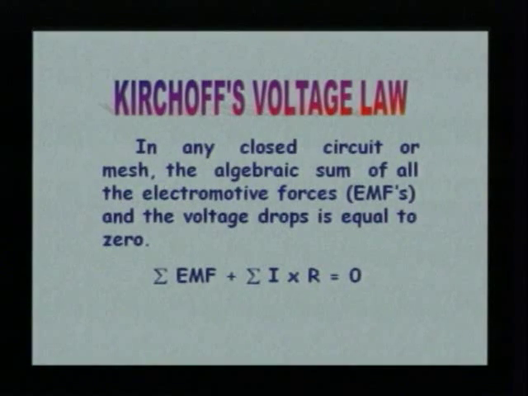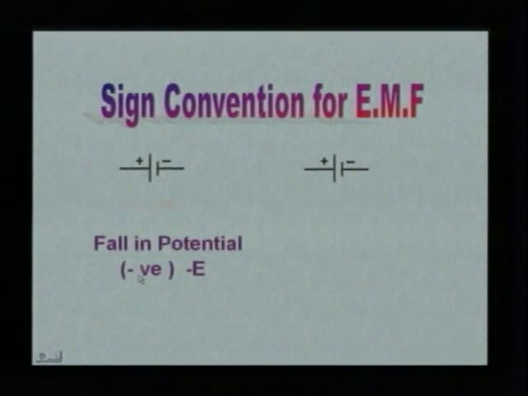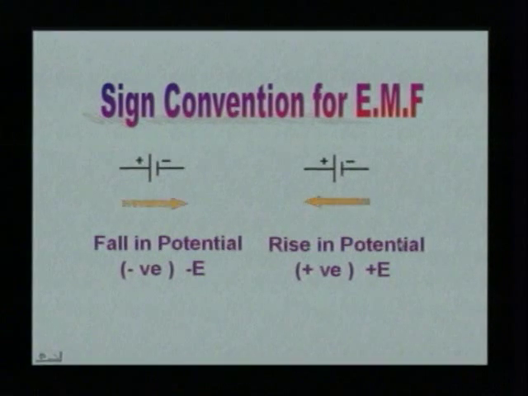Before going any further, let us see about the sign conventions for EMF. If we consider the circuit, these are the EMF sources, positive as well as negative terminals. If we are considering the circuit from the positive terminal to the negative terminal, there is a fall in potential. A fall in potential is represented by a negative sign, that is minus E. If we take the other case, that is if we are coming from the negative terminal towards the positive terminal, then there is a rise in potential, that is, it is taken as a positive E, or a positive sign is given.